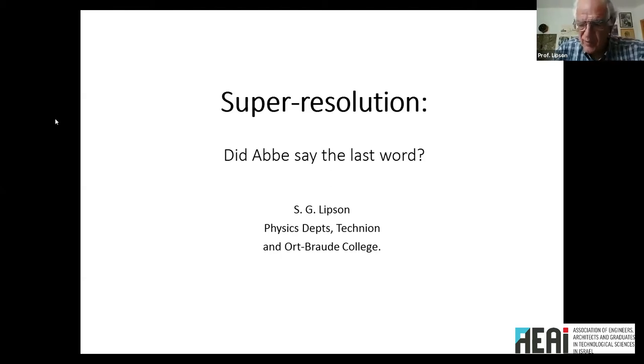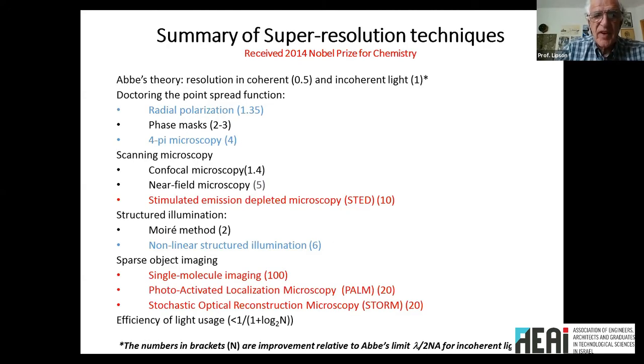What I'll do in this talk is, first of all, remind you of what the Abbe limit is, or the limit of resolution in several optical systems, then we'll go on to the various techniques which have been developed for this purpose. So this is a summary of the techniques which we're going to talk about. We're going to talk of some of them today. I won't be able to, in an hour, get through all of them. The ones we're going to talk about are in black. The red ones are the ones which received the Nobel Prize in 2014. And there are some others in blue, which we will not discuss at all, but they're still there and you can look at them. The references are listed at the end of the talk.